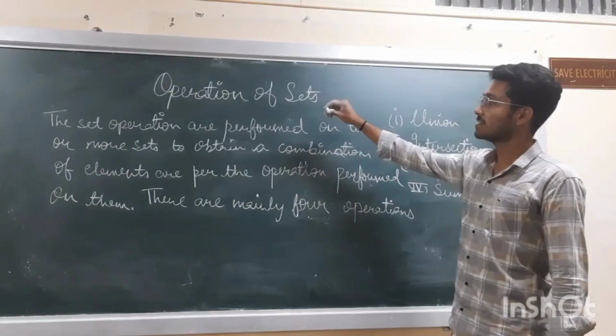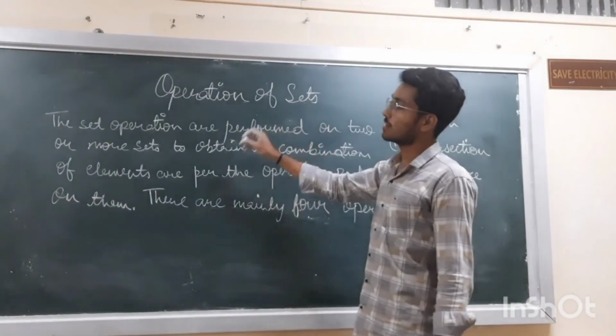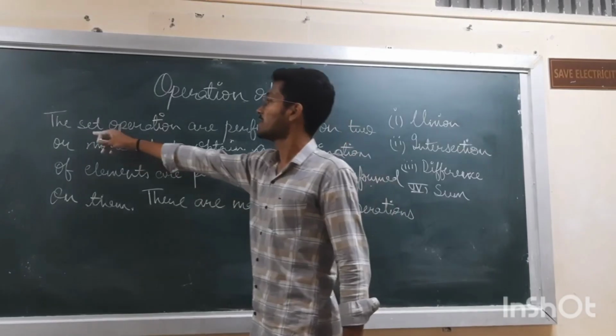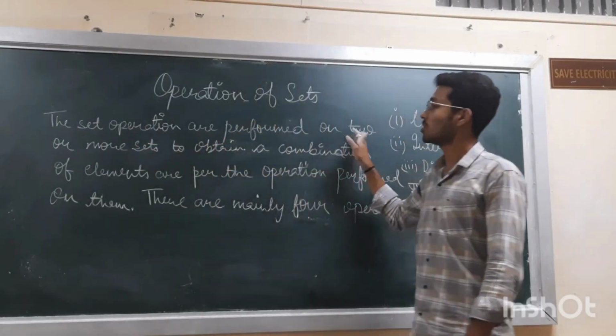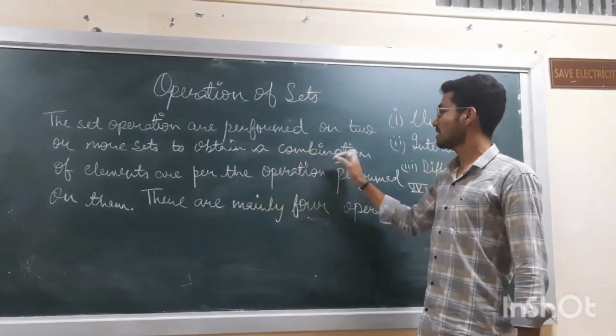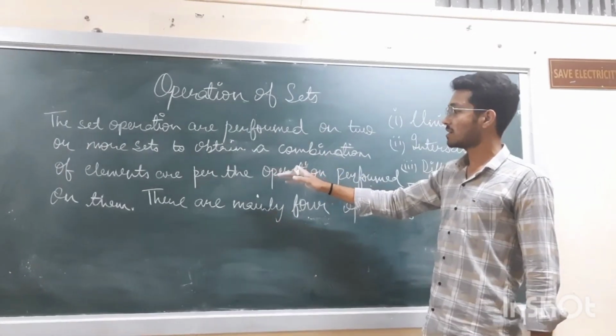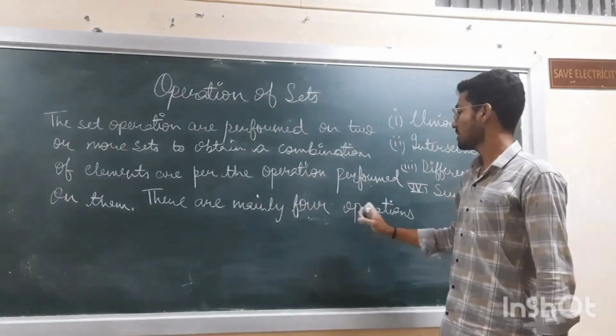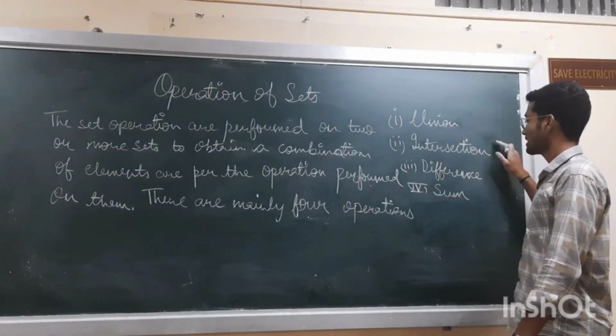Now we understand the operations of set. First we understand the definition. The set operations are performed on two or more sets to obtain a combination of elements as per the operations performed on them. There are mainly four operations: union, intersection, difference, sum.